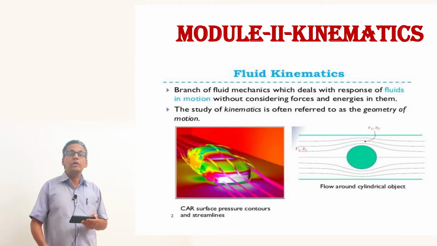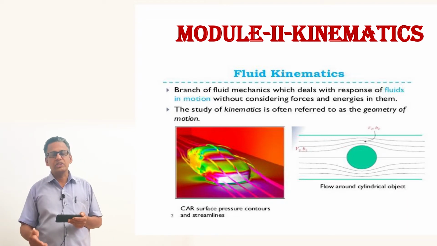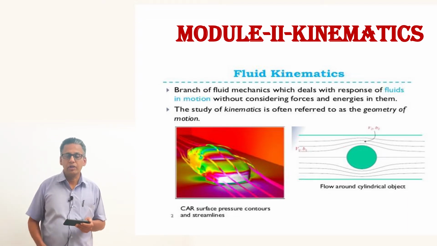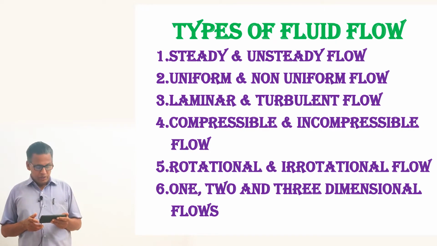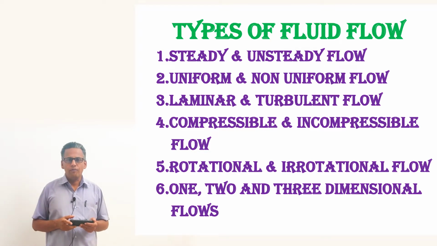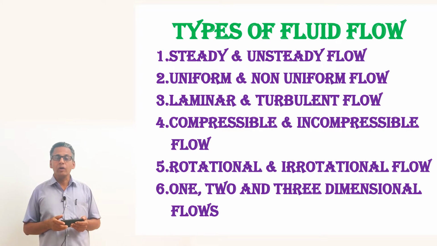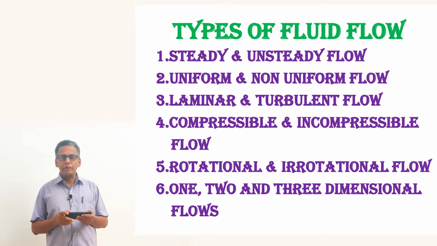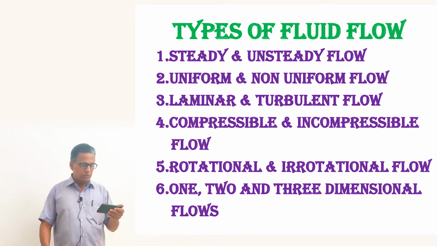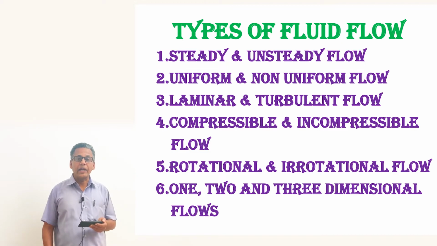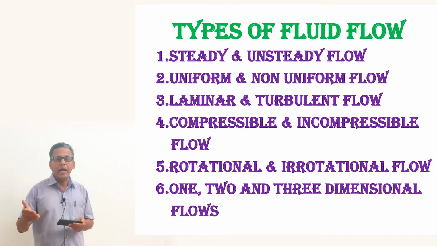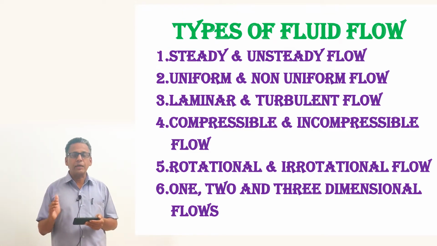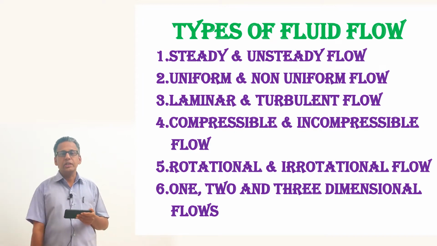Now in kinematics, according to your syllabus, we have to discuss first of all the various types of flow. What are the different types of flow? The main types are steady flow and unsteady flow. Second, uniform and non-uniform flow. Third, laminar and turbulent flow. Fourth, compressible and incompressible flow. Fifth, rotational and irrotational flow. And sixth, one-dimensional, two-dimensional and three-dimensional flow. So these are the different types of flow to be discussed in kinematics.